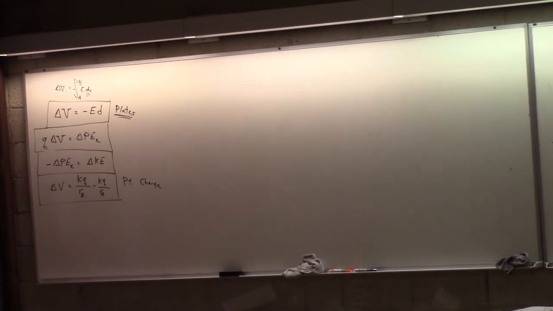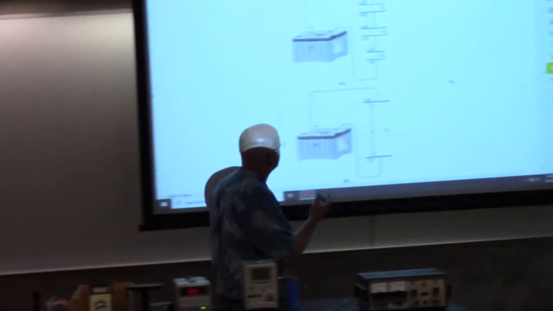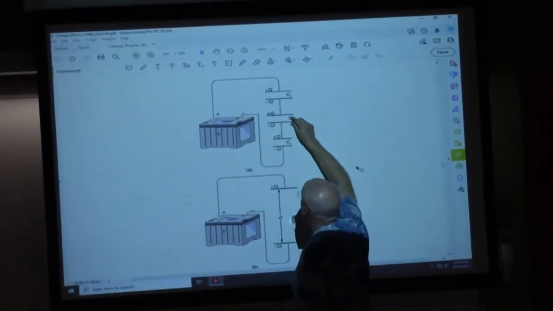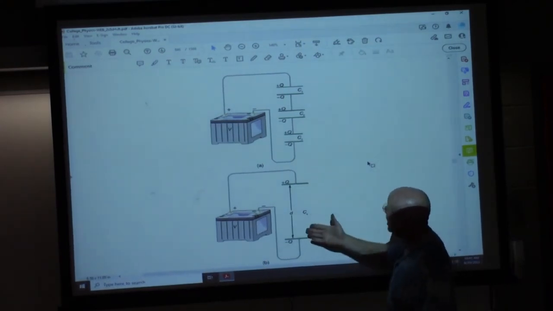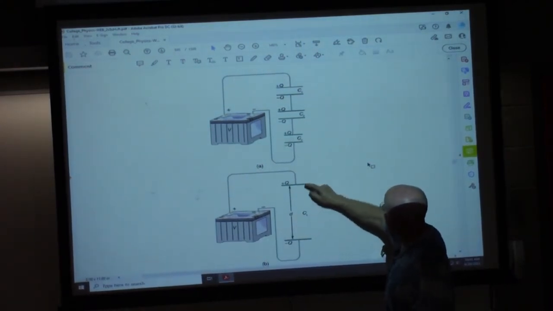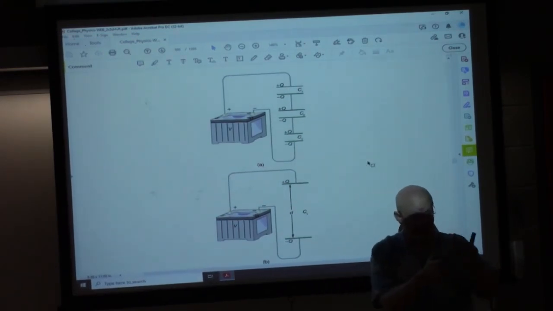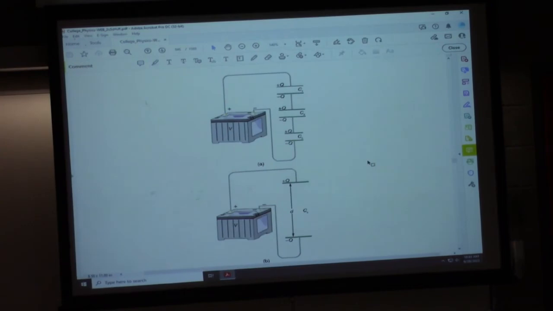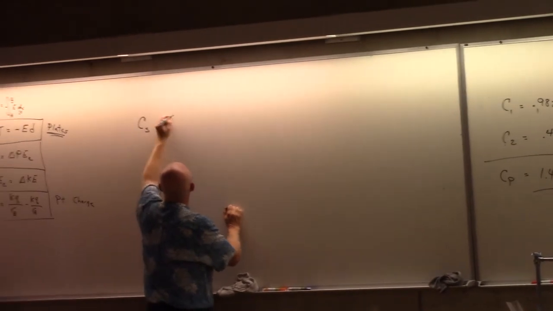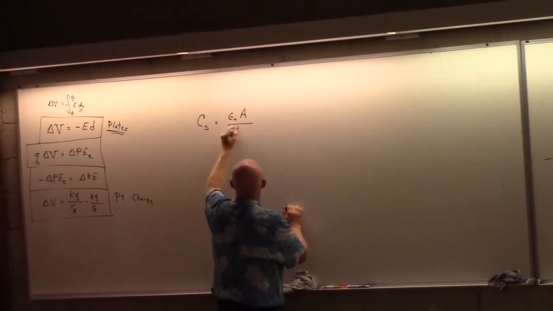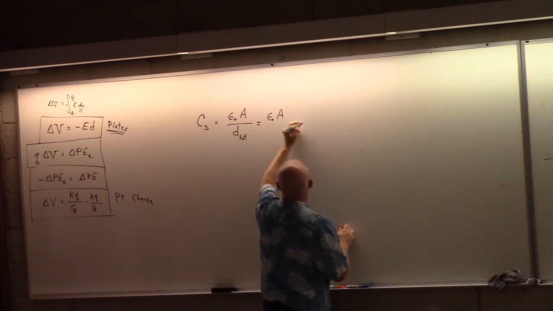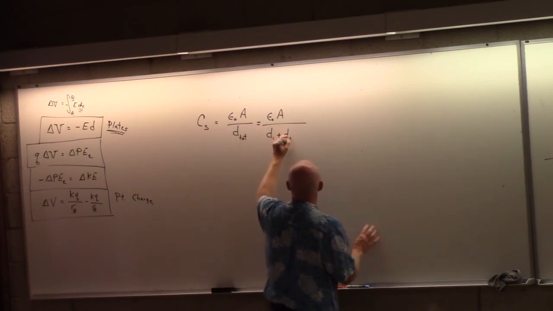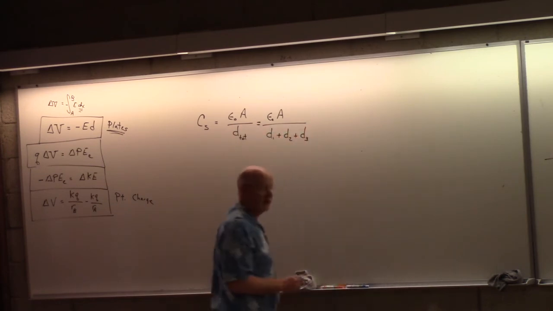He says, well, what you could do is really say that these three actually all have the same area. In other words, they're equivalent to this, where just this total distance right here is the sum of the distances between 1, 2, and 3. So I would write it this way: the capacitance in series would be epsilon naught times the area over D total, where D total is the distance between capacitor 1 and capacitor 2 and capacitor 3.